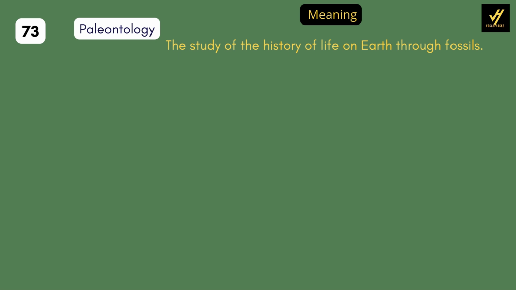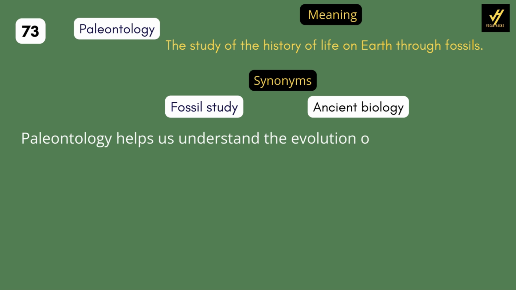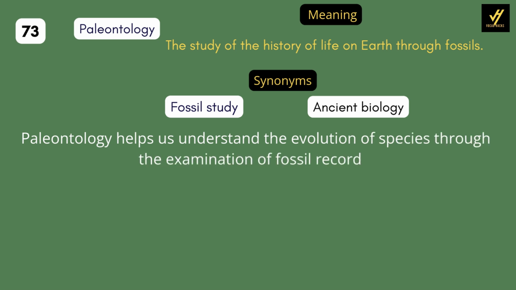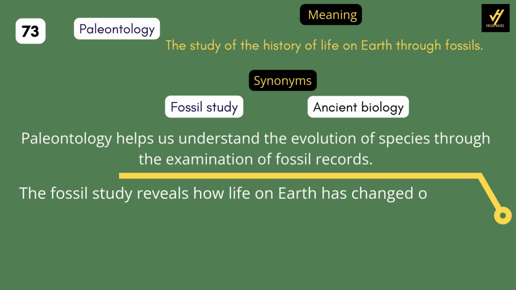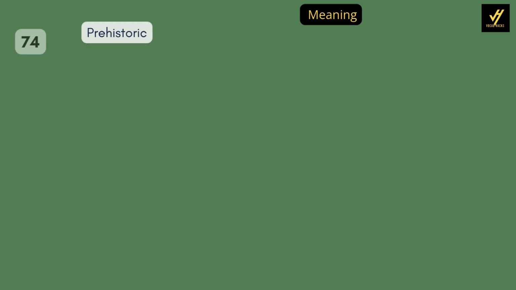Paleontology, the study of the history of life on Earth through fossils. Fossil study, ancient biology. Paleontology helps us understand the evolution of species through the examination of fossil records. The fossil study reveals how life on Earth has changed over millions of years. Insights from ancient biology guide conservation efforts today by showing how species adapt over time.